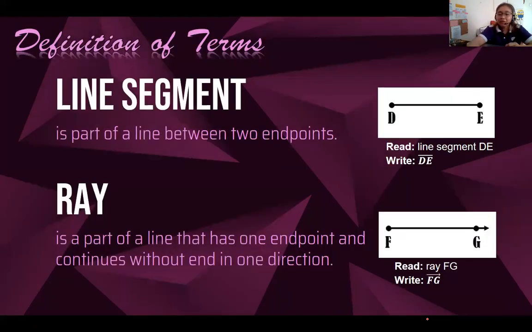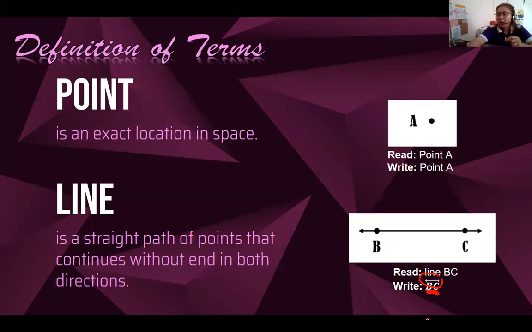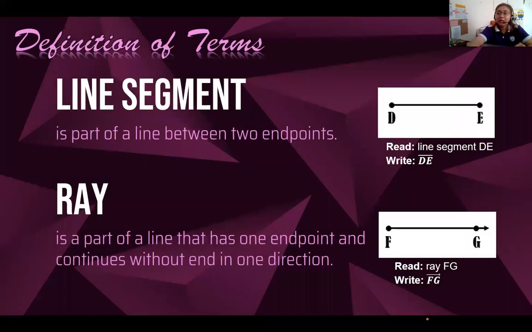Then we have as well a line segment. A line segment is part of the usual line, but it has two definite endpoints. Say, for example, we have line segment DE. Earlier, a line was drawn with two arrowheads at the ends. But if it's a line segment, it's just simply dots at the ends of the line, or simply writing a plain line on top of the letters or endpoints of your line segment.